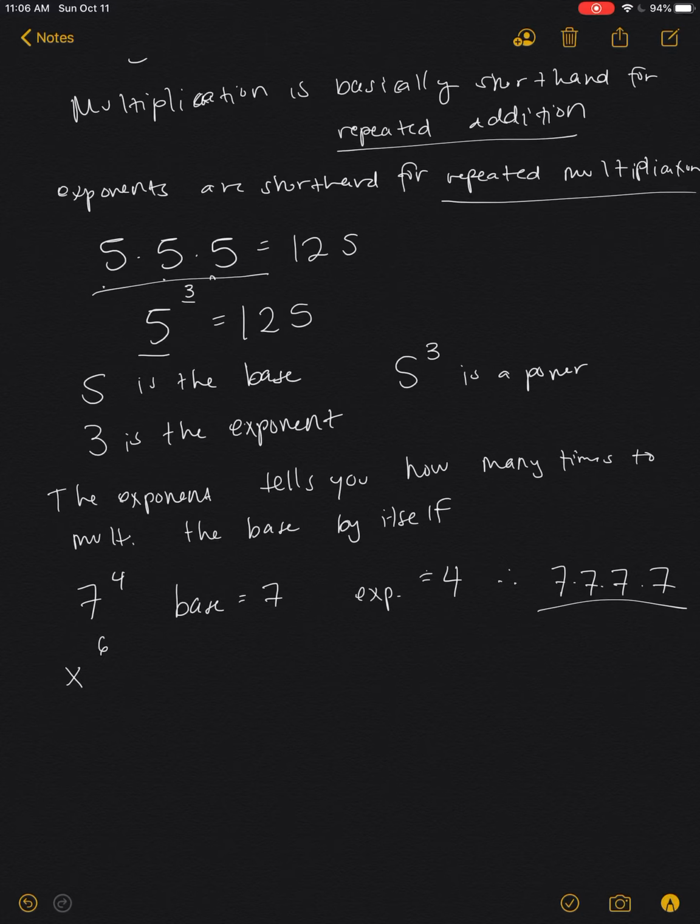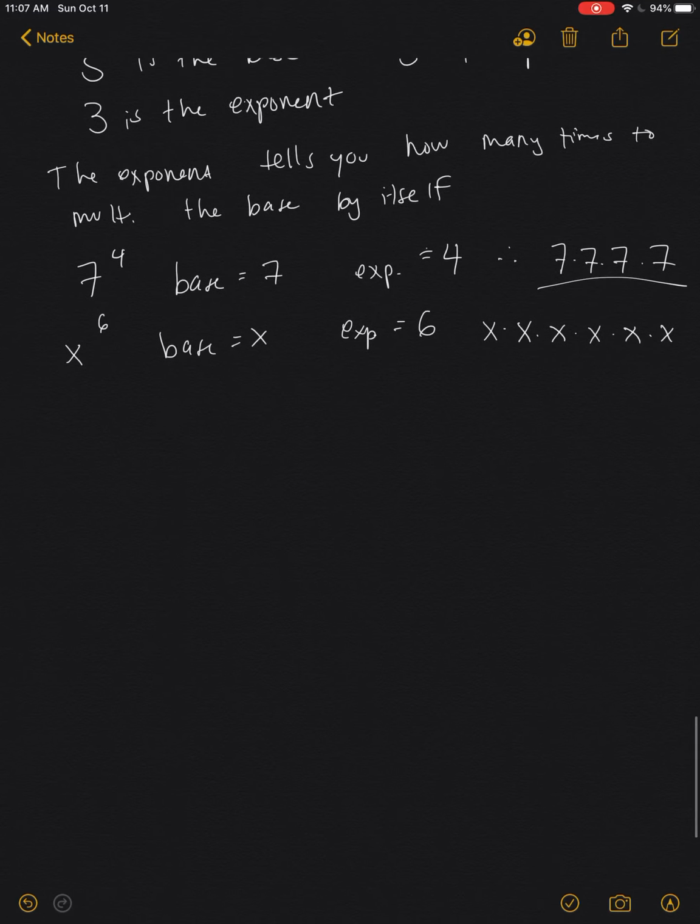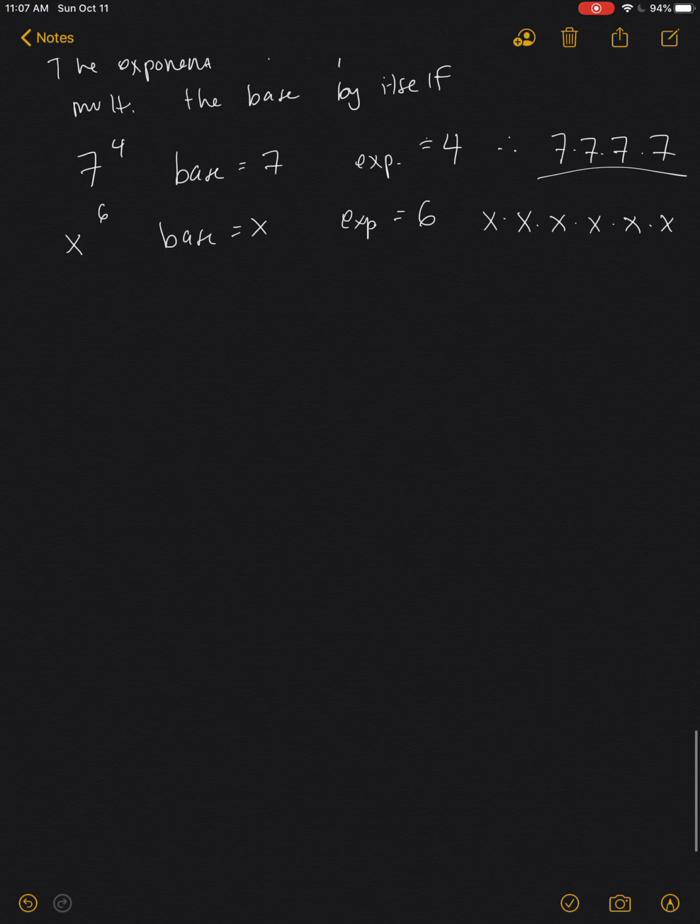Now if we have variables, our base here is x and our exponent is 6, so this would be x times x times x times x times x times x, 6 times. You can do this with any variable. If the base is y and the exponent is 3, we have y times y times y.